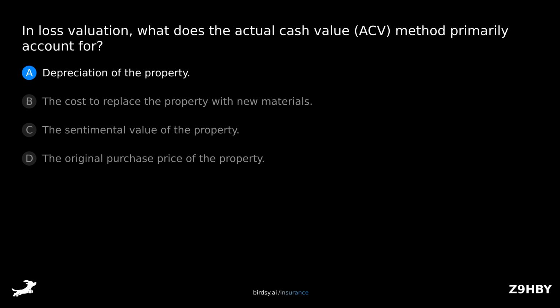Is it A, depreciation of the property? B, the cost to replace the property with new materials? C, the sentimental value of the property? Or D, the original purchase price of the property? The answer is A, depreciation of the property.